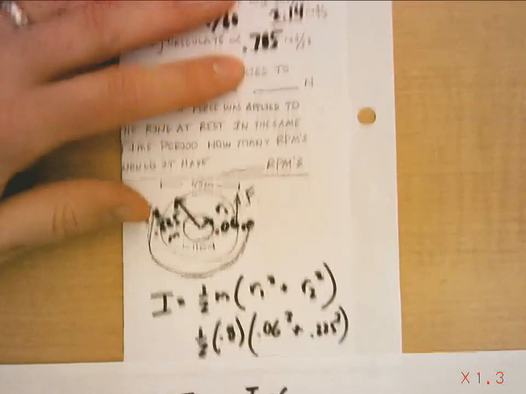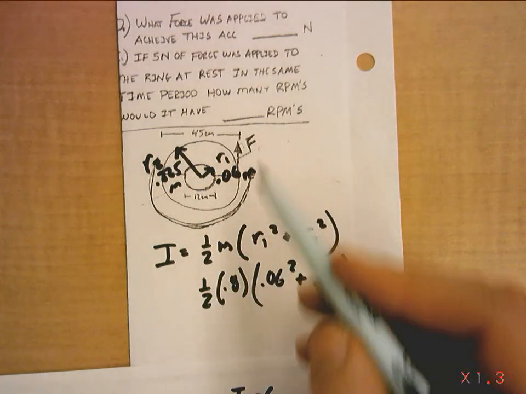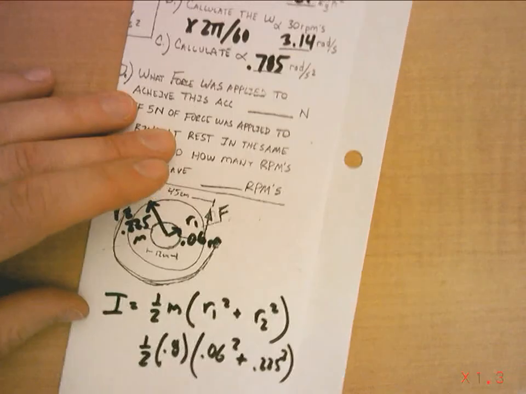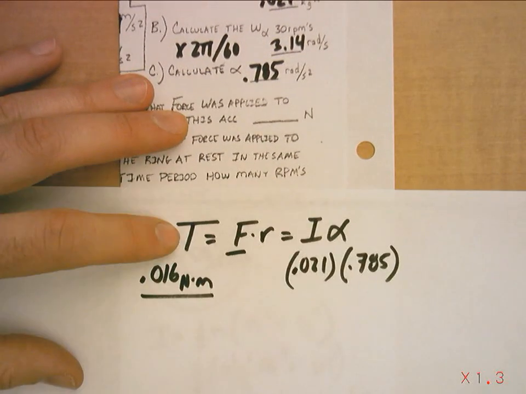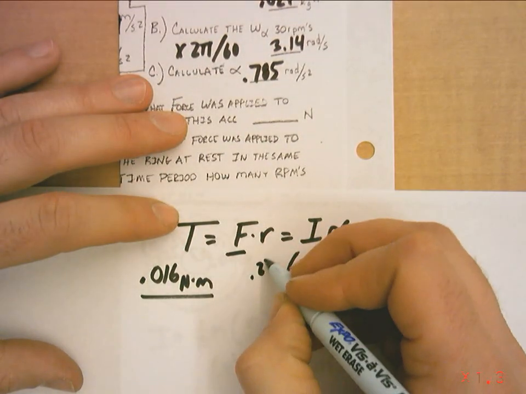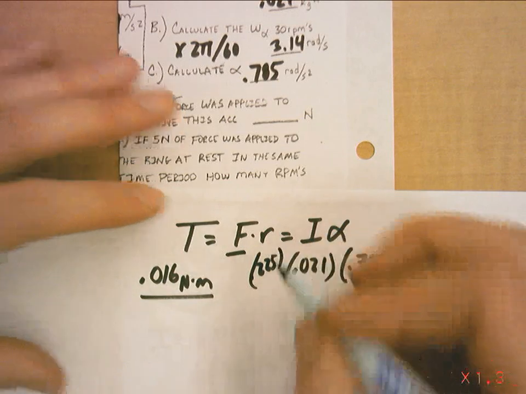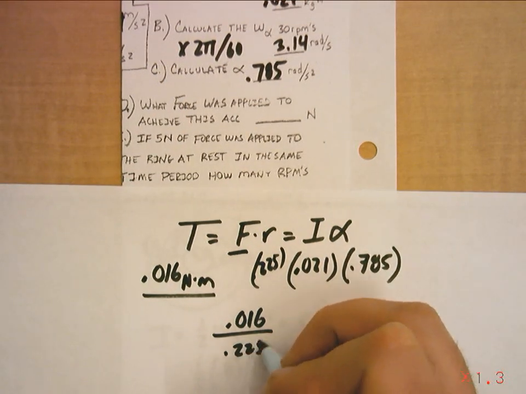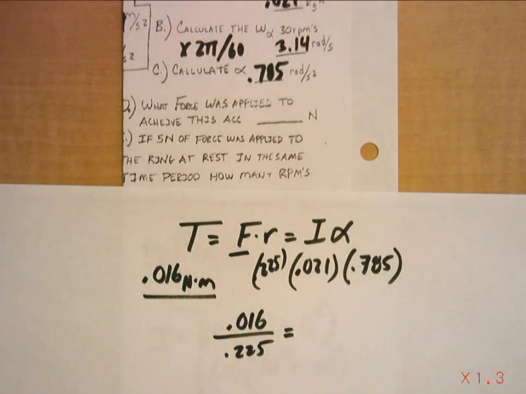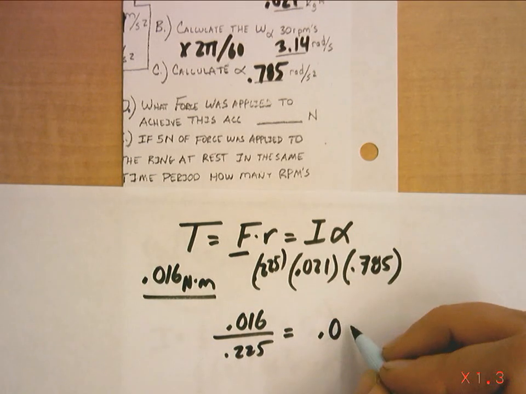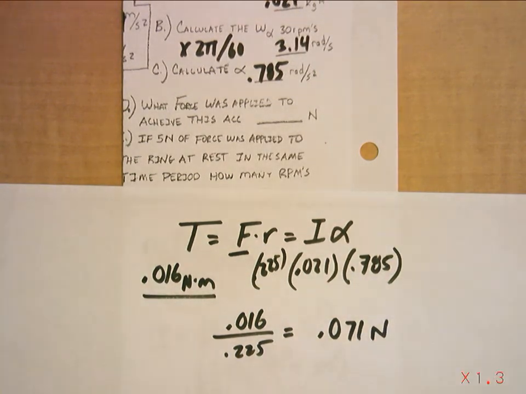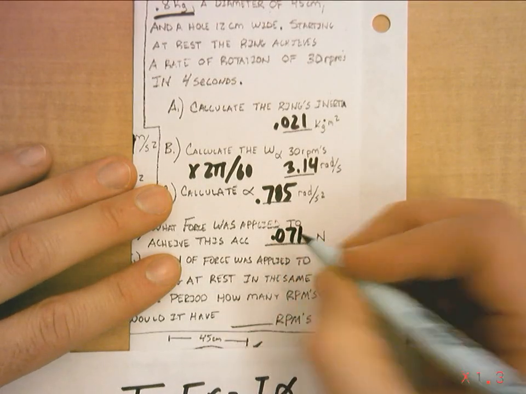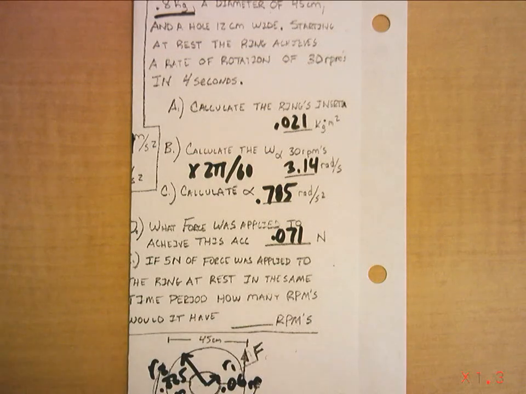Now if you take a look at this picture, I put a little force vector in here, and you can see it's acting on the outside radius. So we're going to have to use that 0.225 number. So I'm going to put that in right here in meters for the radius. So we get a fraction again, 0.16 divided by 0.225, and you can see that the force is pretty small. It's just 0.071 newtons. And so that's what's going to go here in this blank, 0.071.